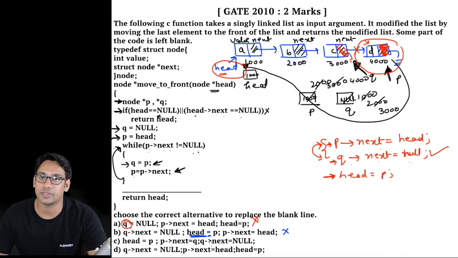And in option number C, they are doing head is equal to p, which is not correct because initially you are making head point to p. And in the fourth option they are doing q of next is equal to null, which is correct. Then p of next is equal to head, which is correct. And then they are doing head is equal to p, which is correct. So for this question option number D is correct.